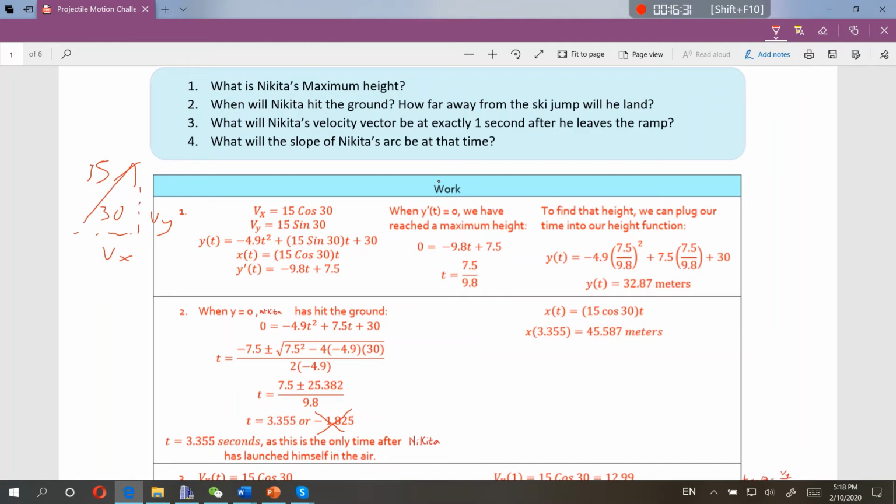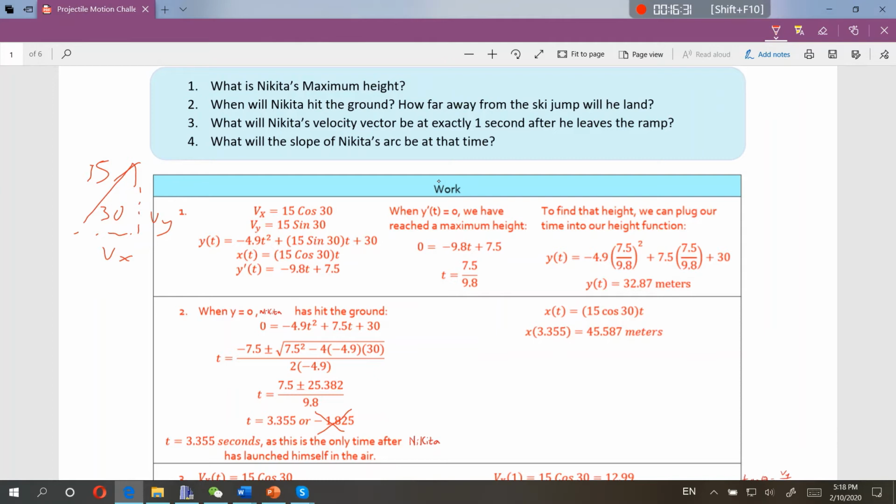So to get the magnitude, I'm going to solve for what his exact horizontal velocity and vertical velocity would be at the time that we want. So this is the time, which is 1 second after he leaves the ramp. To get the vertical velocity at any time, I could take the derivative of the vertical displacement, and that would give me this equation, negative 9.8t plus 7.5.